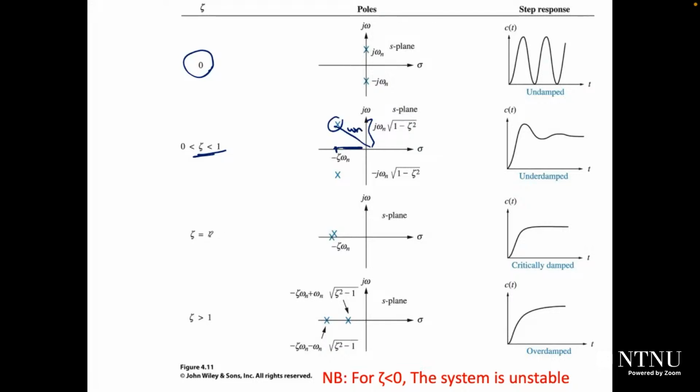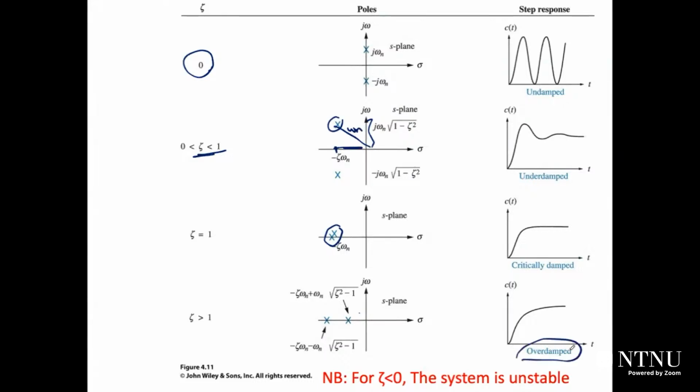If zeta equals 1, it means your system is critically damped and your poles will be real and repeated, and in this case, your response will be critically damped. When zeta is greater than 1, your poles will be real and distinct. You will have two different real poles, both located on the negative real axis. This is real, this is imaginary. Both will be real and distinct, and the system will be overdamped.